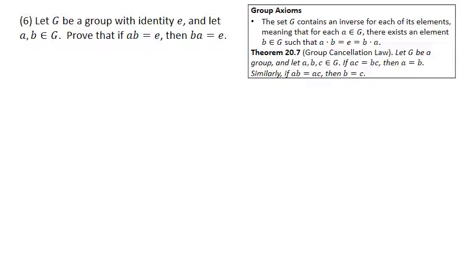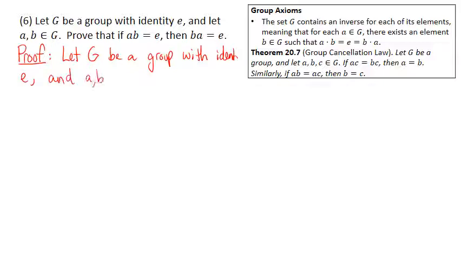So I'm going to do my proof here. I'm just going to copy down the things that were in the statement. So let G be a group with identity E, and A and B are in G. And I'm going to assume the if part of that if-then statement. So I'm doing a direct proof. And then I'm going to try to show the then part. So I want to show this.